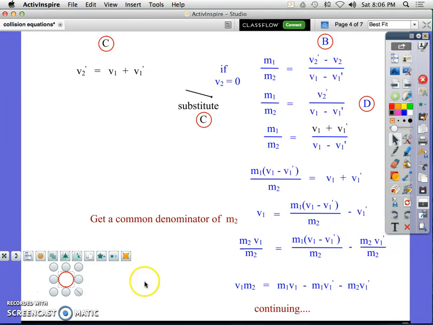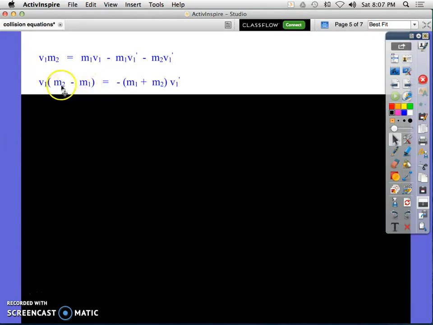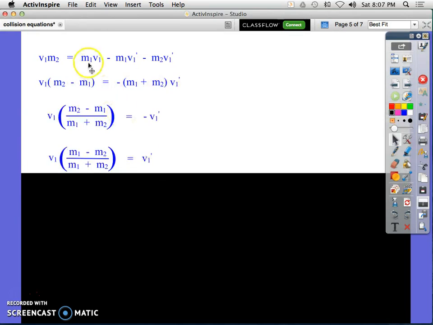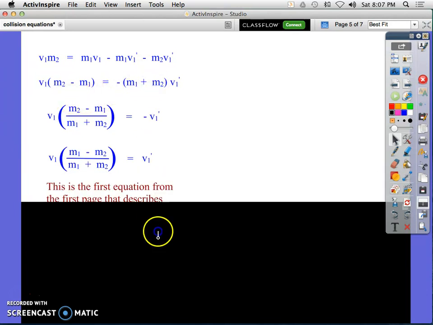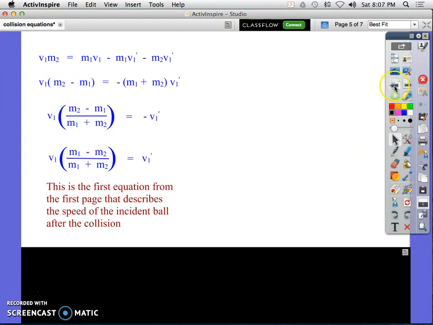Get rid of this. I'm done with it. On the next page, just rearrange, get my m's together. This is looking better. Divide by m1 plus m2 on both sides, leave the negative over here. Now, when I take the negative to the other side, what that effectively does is switch my m1 and m2. m2 minus m1 becomes m1 minus m2. And I've got the equation from the first page.